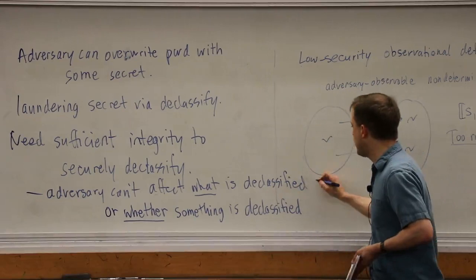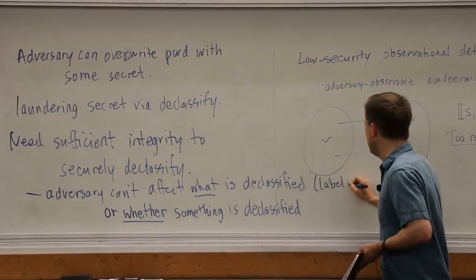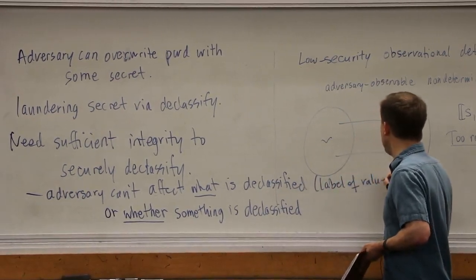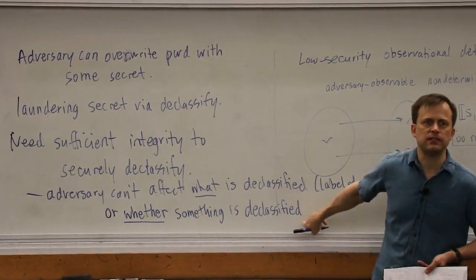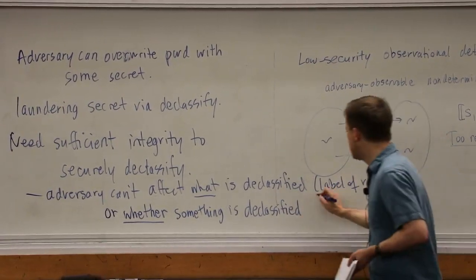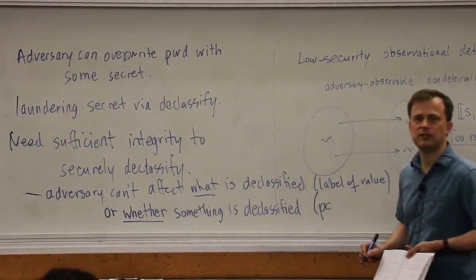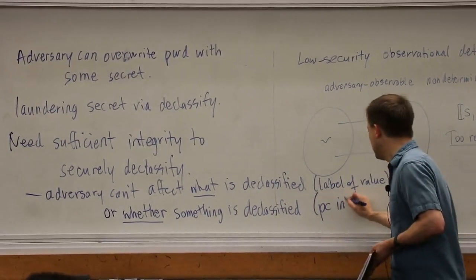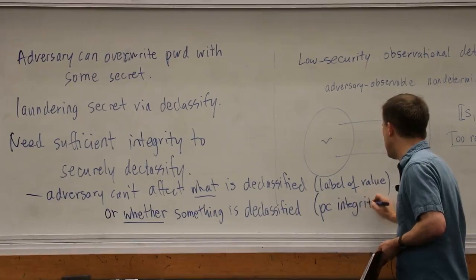So what is declassified will be the label of the value that's being declassified. Whether something is declassified has to do with the integrity of control flow. So that's just going to be that PC label that we talked about before. We're going to be interested in the integrity of the program pointer.